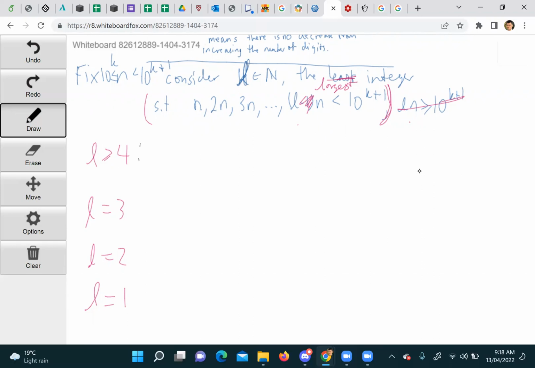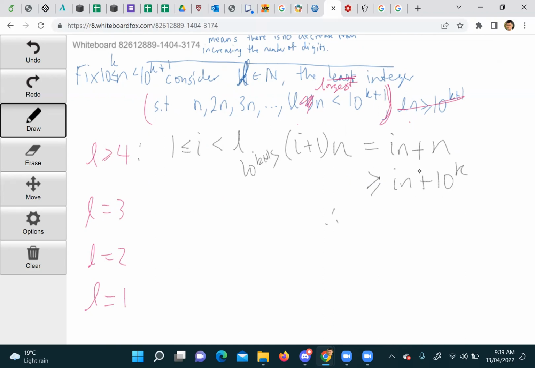So if you use the lemma, for example, you take i greater than 1 and less than L. And you see that (i plus 1) times n is equal to in plus n, okay? And this is greater than or equal to in plus 10 to the k, right? And this is also less than 10 to the k plus 1, yeah? So you can see that proves it has more digits. It has a bigger leading digit, yeah?